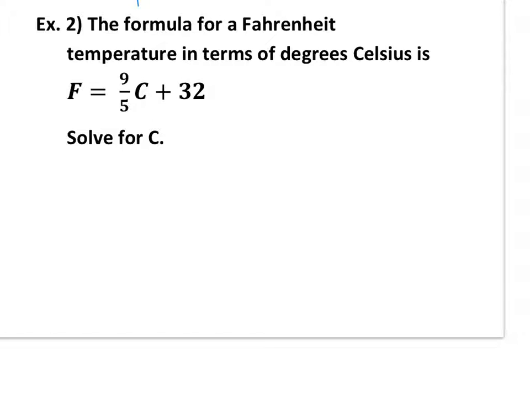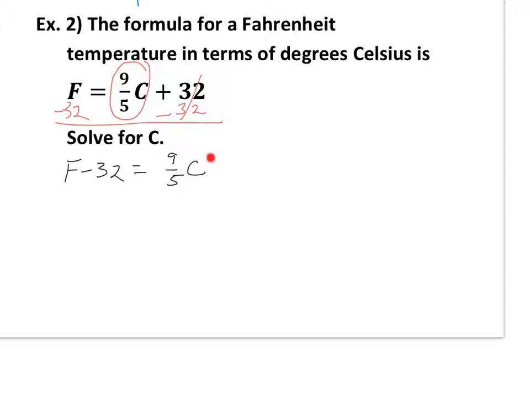I would suggest, because this is the most common way to see it done, that since I'm solving for C, I have to get that term on one side by itself. We need to get rid of plus 32, so we're going to subtract 32 from both sides. So we end up with F minus 32 on the left equals 9/5 C on the right.